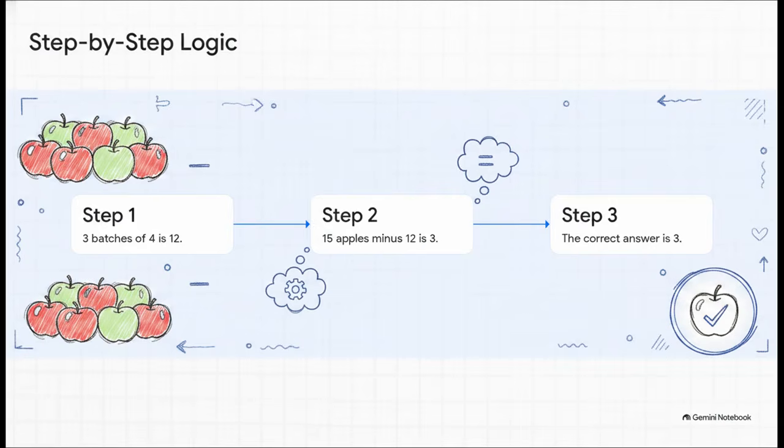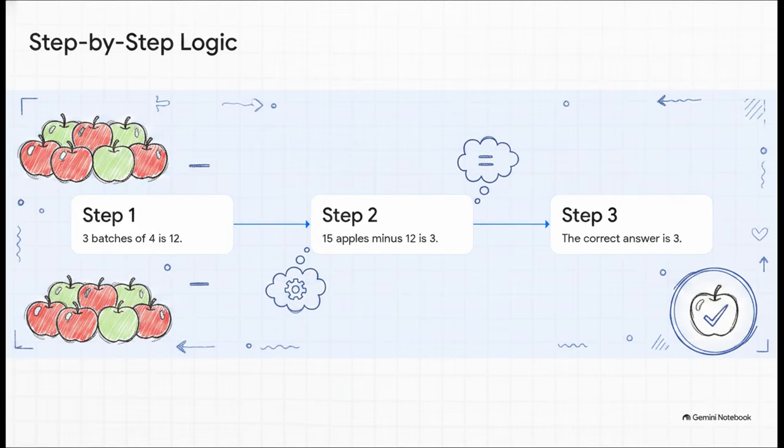For example, take a basic math problem about apples. Without chain of thought, the model might just guess wildly, but with it, it breaks the problem down. Okay, step 1, 3 batches of 4 is 12. Step 2, 15 apples minus 12 is 3. Step 3, the correct answer is 3.